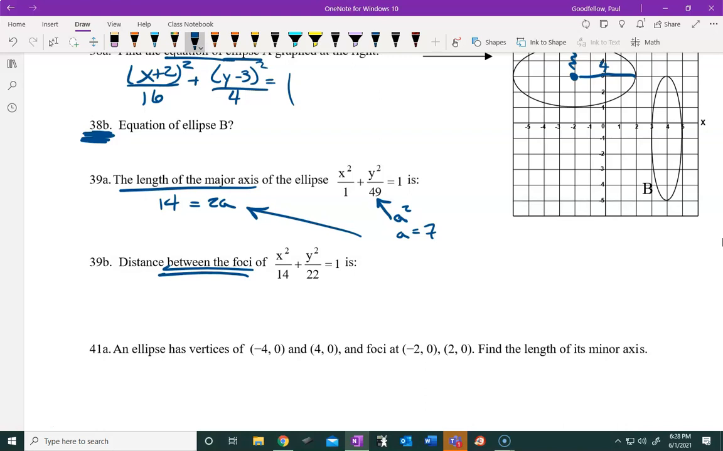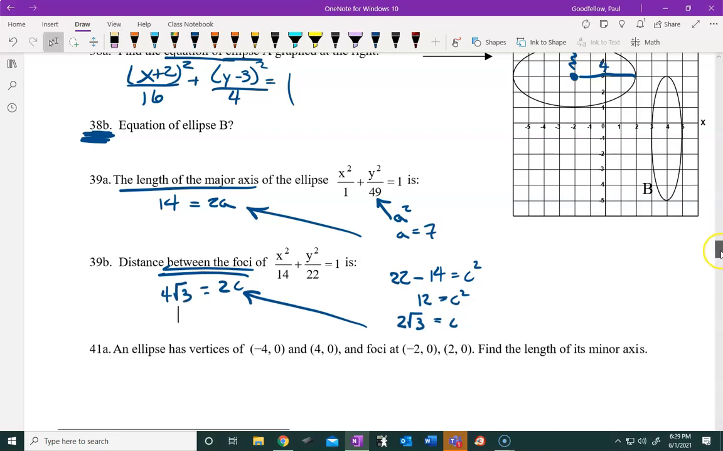Distance between the foci. Well, you can actually locate the foci. Foci are all about c. So I'm thinking that must be 22 minus 14 for a squared. Oops, one more. Minus 14 is equal to c squared because the Pythagorean theorem is a subtraction. That'd be 12 is equal to c squared, or c is equal to 2 root 3. And if I'm trying to find the total distance between the two c values, I'd be probably finding 2c, which would be 4 root 3. That's the answer. So think about these things. I think you got this under control.